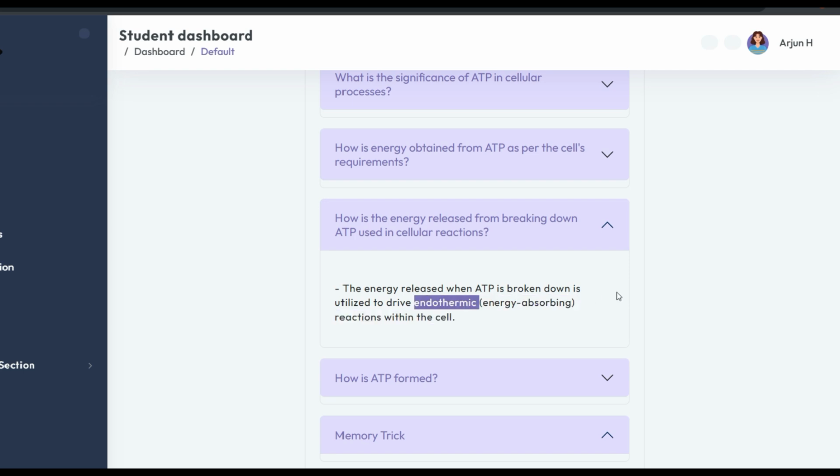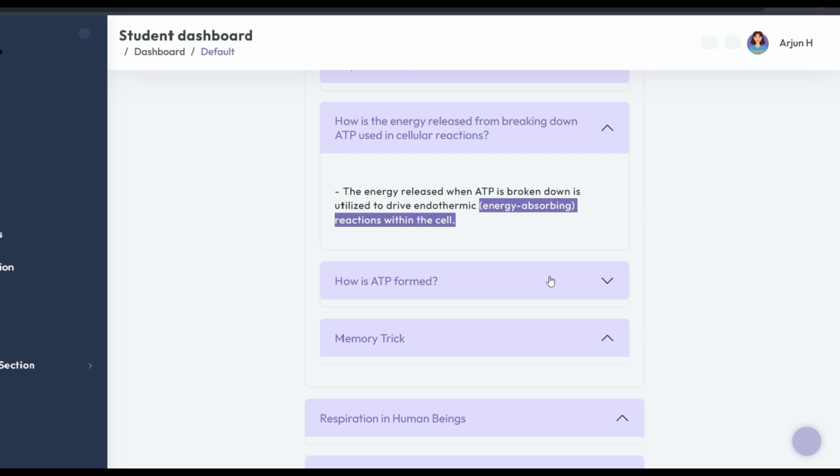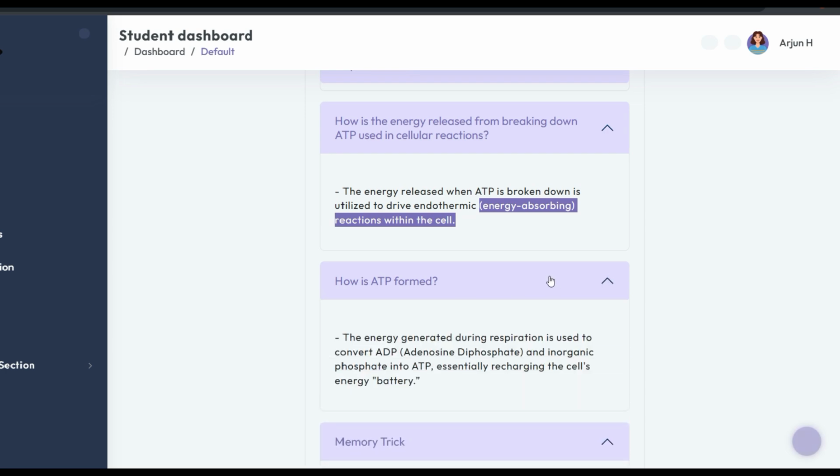Okay, this I should have highlighted. Endo and exo. Do you guys remember from chemistry? Endothermic, exothermic. What does endo mean? It takes in energy. An energy absorption process. So this is a reaction within the cell. So this happens and the energy is used up by the cell. So this is endothermic.